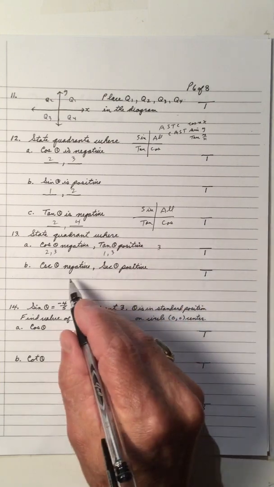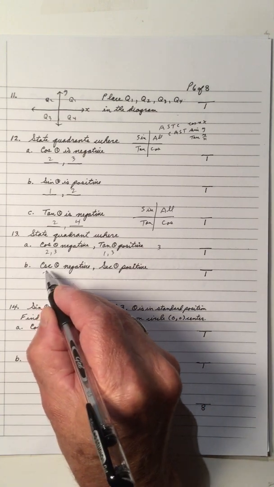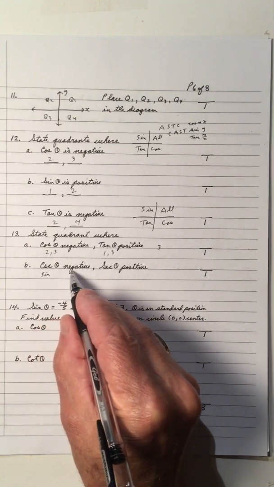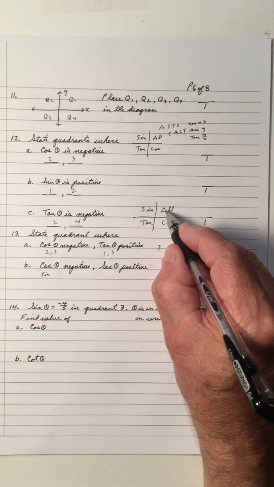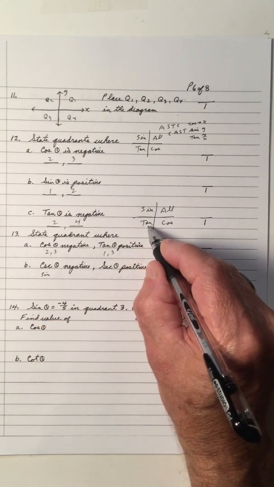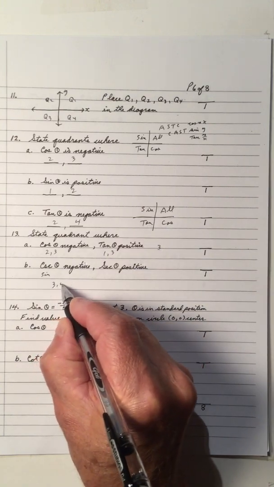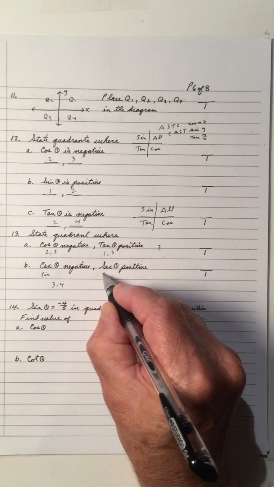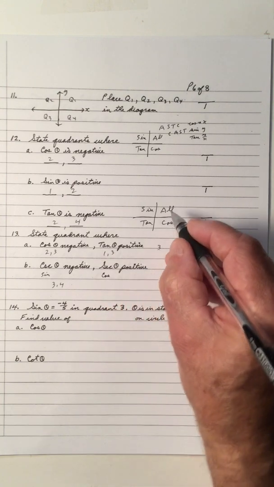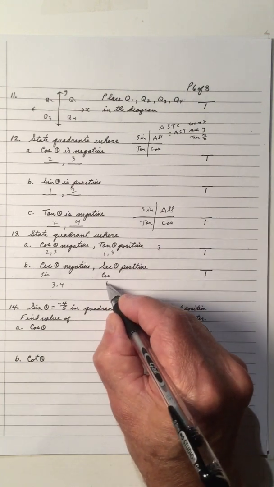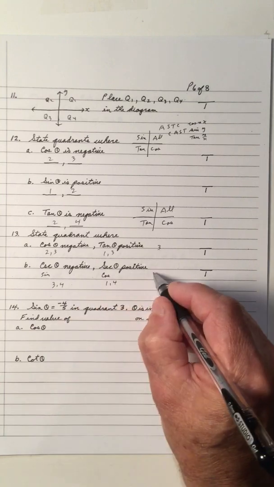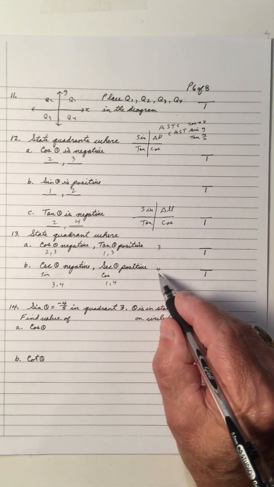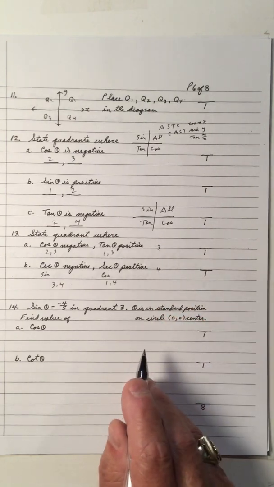Quadrant 3. Cosecant is the reciprocal of sine. So where's sine negative? Sine is positive in 1 and 2, so it's negative in 3 and 4. Secant is positive. Secant is the reciprocal of cos. So cos is positive in 1 and 4. Which one is repeated twice? Quadrant 4. So quadrant 4, quadrant 3, quadrant 4, mark each.